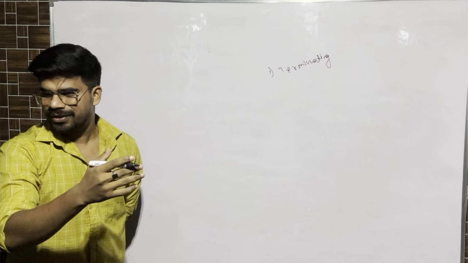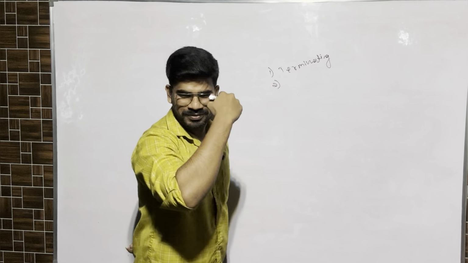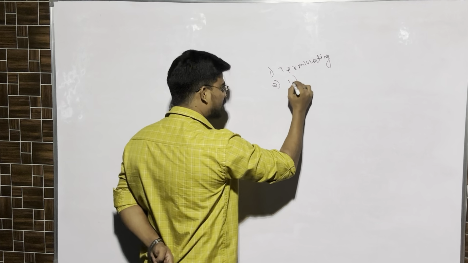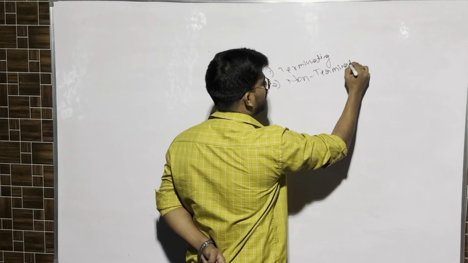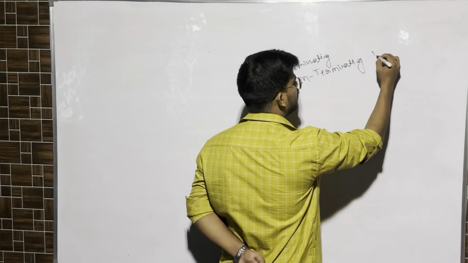Please excuse my writing. That's why I am saying the words along with writing, so you can understand it better. First one, it is terminating. Next, it is non-terminating. In case of non-terminating, two terms are there. Non-terminating, repeating.